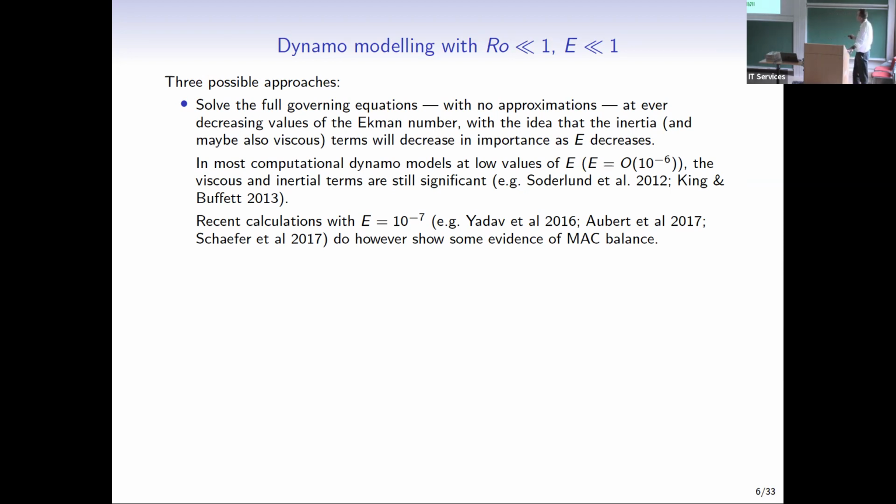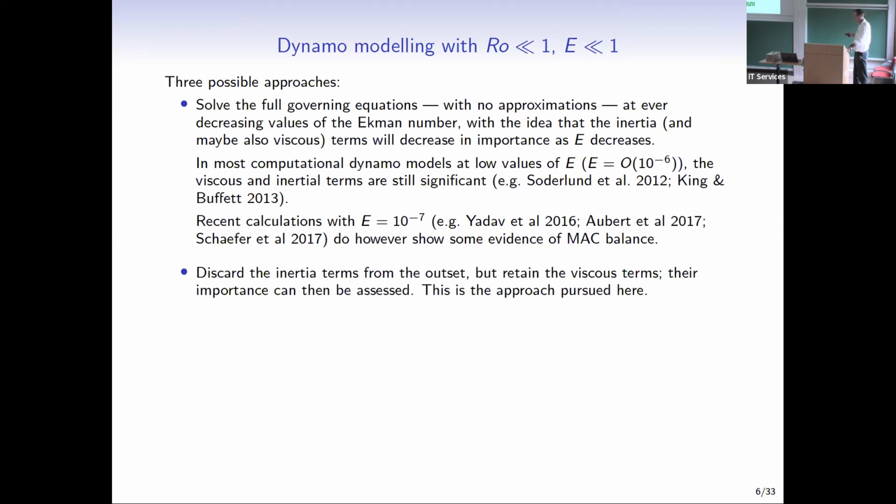I think even at Ekman numbers of 10 to the minus 6, they're not particularly Earth-like, in the sense that they're not MAC. Viscous and inertial terms are still important. And I think the recent ones possibly show some evidence of MAC balance. So there's a lot of very impressive work being done in that direction.